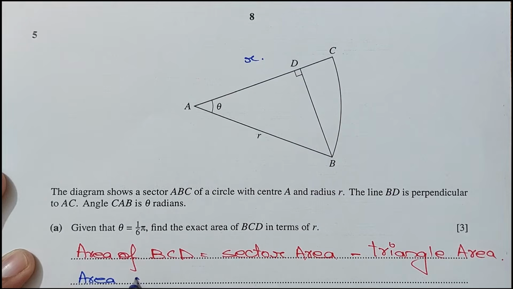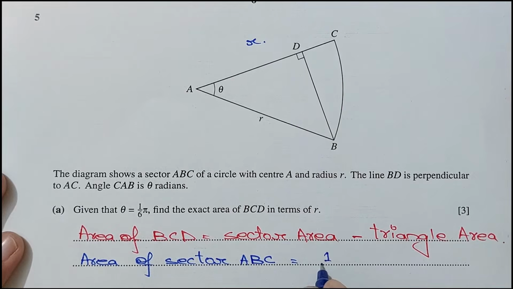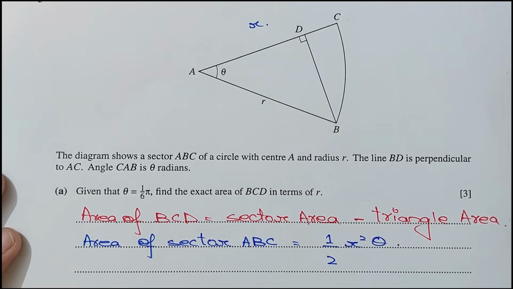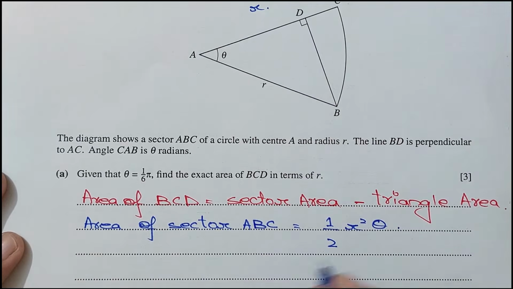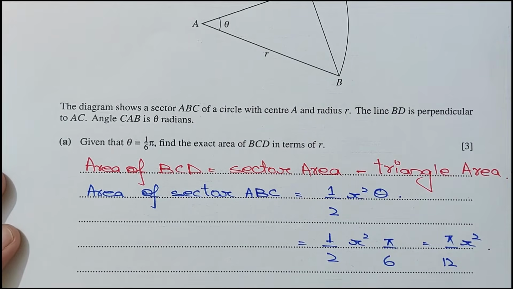Area of the sector ABC. Since the angle is in radians, we have a formula: half r square theta, radius square and theta. Okay, so what is the radius? Radius is r, theta is pi by 6. So just substitute. We have half r square, theta is pi by 6. So the answer is pi over 12 r square. This is the area of the sector, right?